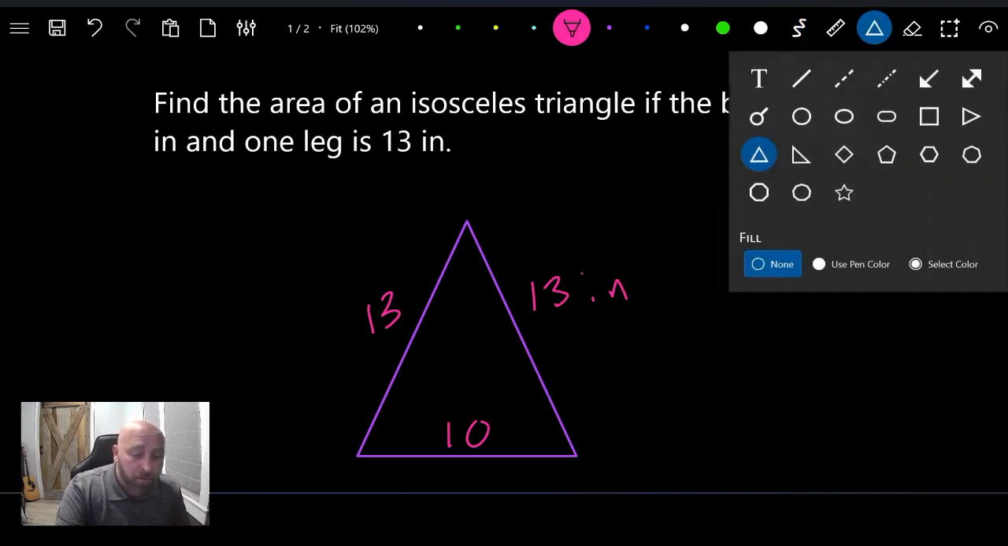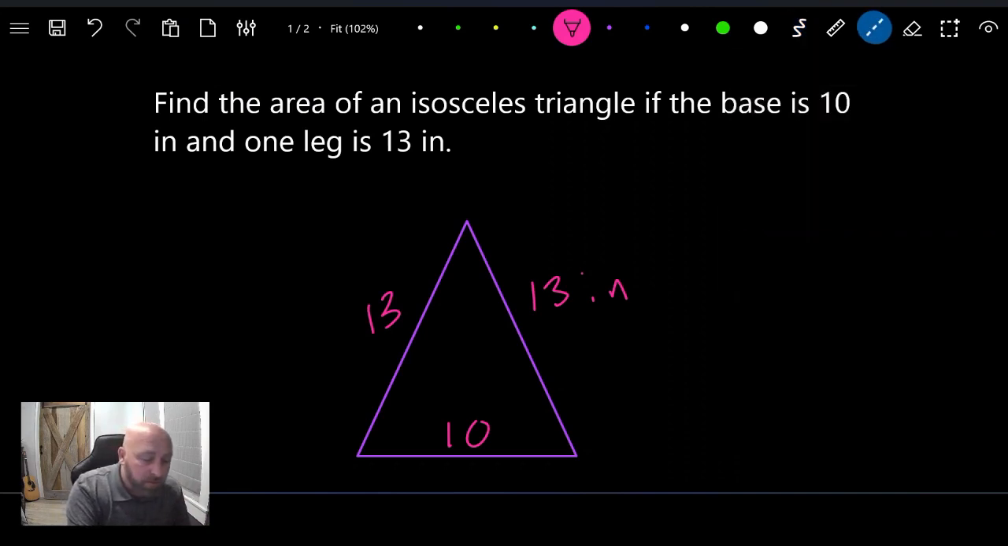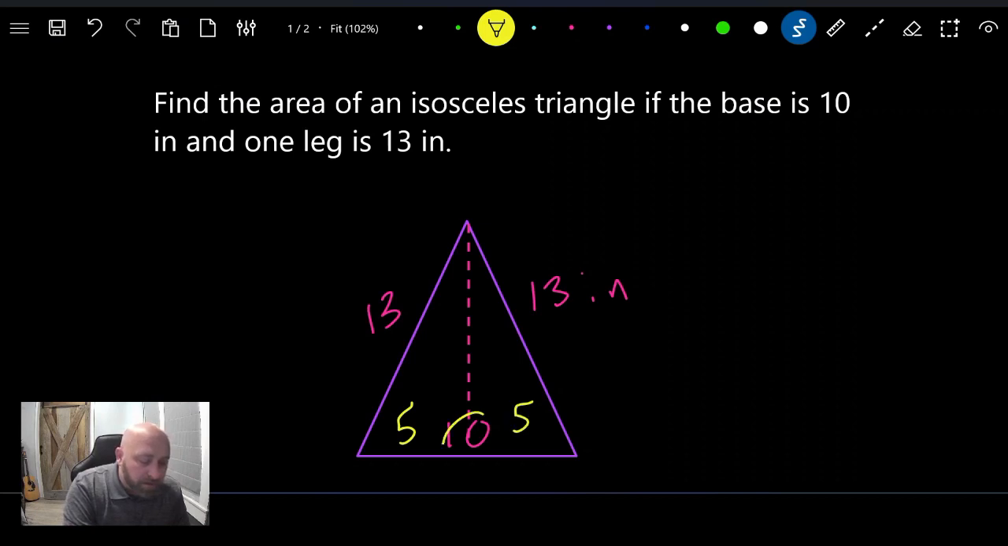We could put our altitude in here, so we could say, okay, our altitude goes from here down, and we could figure that out, because now we know that both of these are 5 and 5, right? You just split the 10 because that bisects it. We've done this before. So now we have to use the Pythagorean theorem right here to be able to figure out what our altitude is.